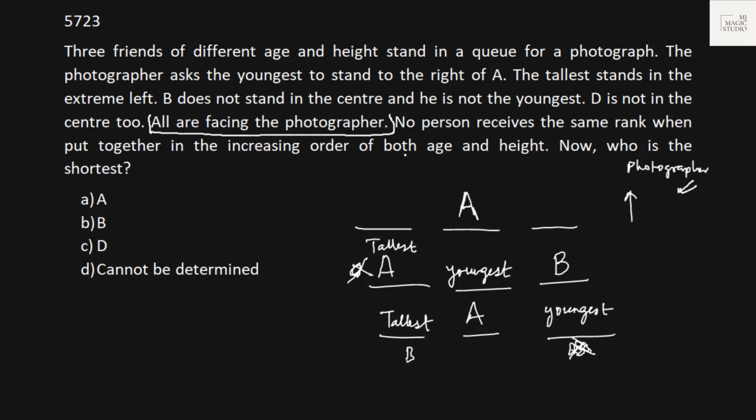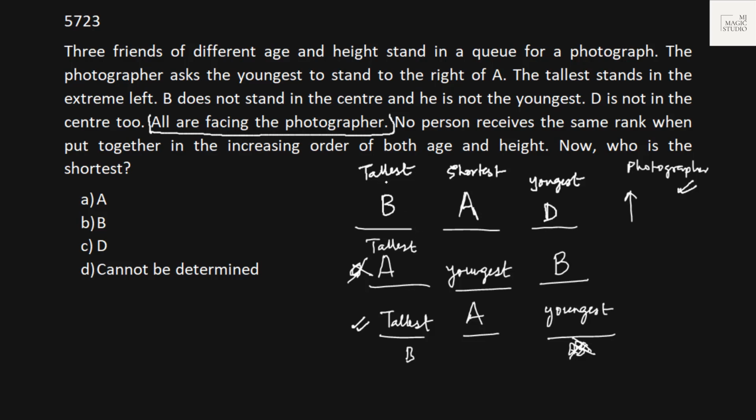No person received the same rank when put together in the increasing order of both age and height. Great. Now, who is the shortest? We are following this. A is youngest. No. This one is youngest. It is D. And B is tallest. So, tallest, second tallest, first tallest, no.